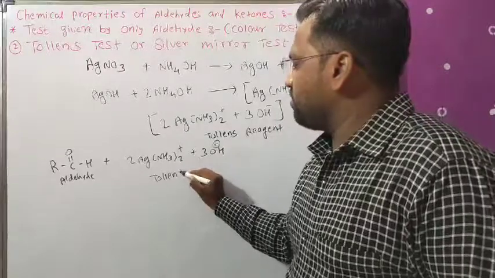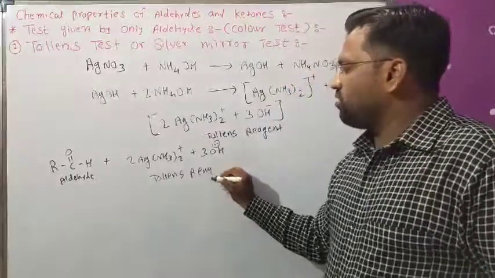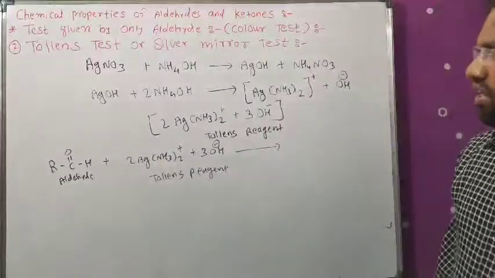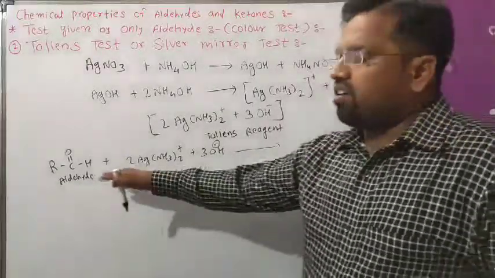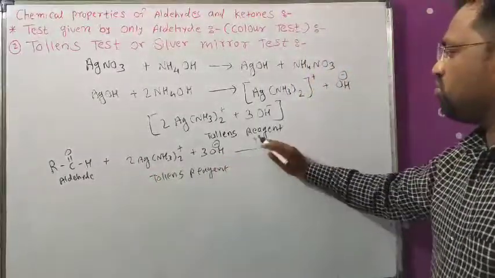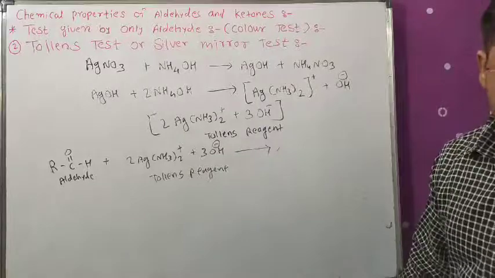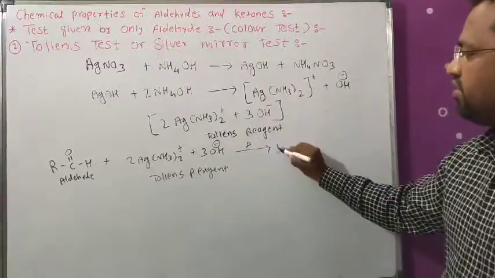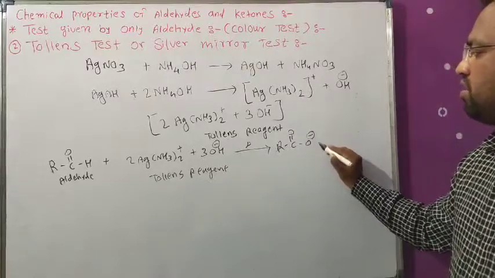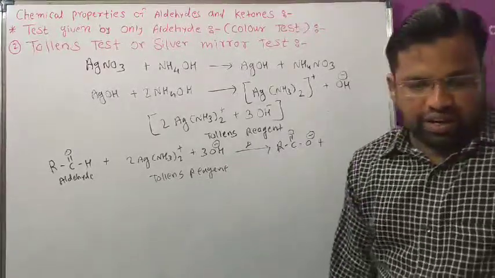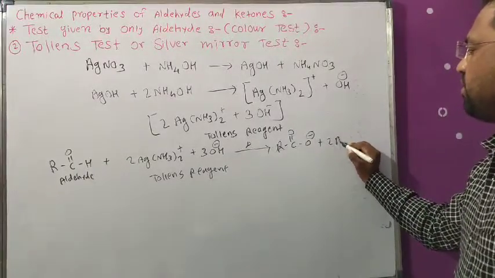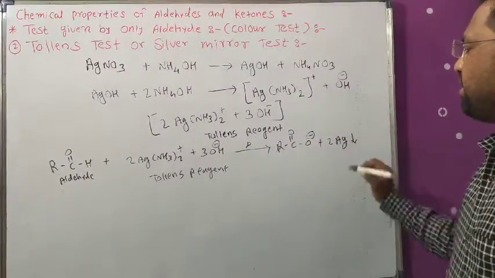That is Tollens reagent. Now this Tollens reagent reacts with the aldehyde. The aldehyde undergoes an oxidation reaction and is converted into the carboxylate ion, that is RCOO minus, plus it gives 2 moles of Ag.